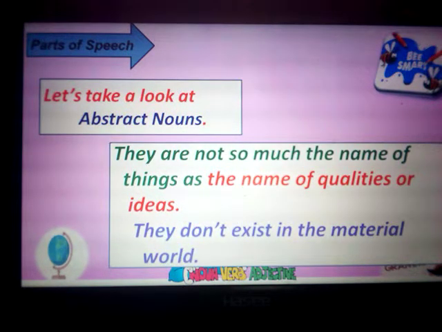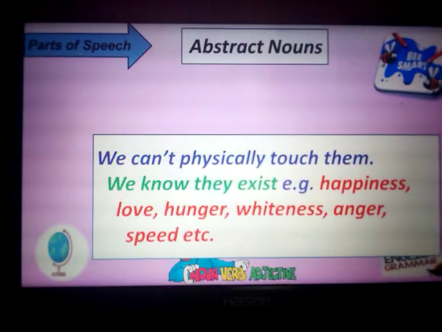Let's start with abstract nouns. They're not so much the name of things as the name of qualities or ideas. They don't exist in the material world. That means we can't physically touch them, although we know they exist. For example, abstract nouns are words like happiness, love, anger, whiteness, and speed.